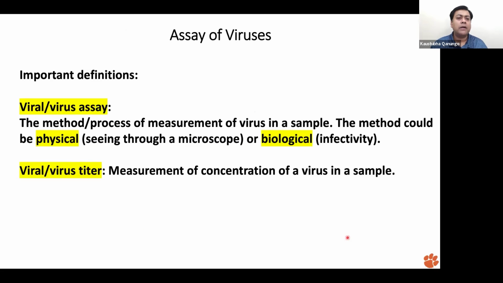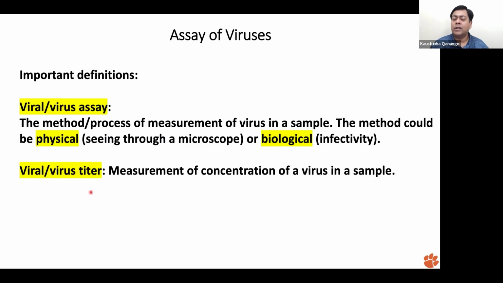Then the next part is the assay of viruses. The important definition is that a viral or virus assay is a method or process of measurement of a virus in a sample. And the method could be physical, seeing through a microscope, or biological infectivity. And another definition, viral or virus titer, is the measurement of concentration of a virus in the sample.